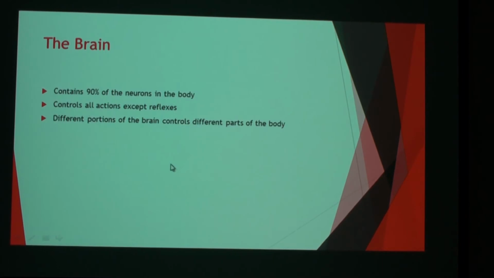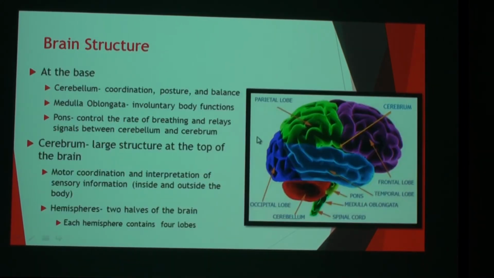Right here, now we have the brain, which contains 90% of our neurons, and it's what controls all actions except reflexes. Remember, reflexes are controlled by your spinal cord. And then different parts of our brain are what control our different parts of our body. Now we're going to see what the structure of the brain looks like. First, we're going to see what the base looks like.